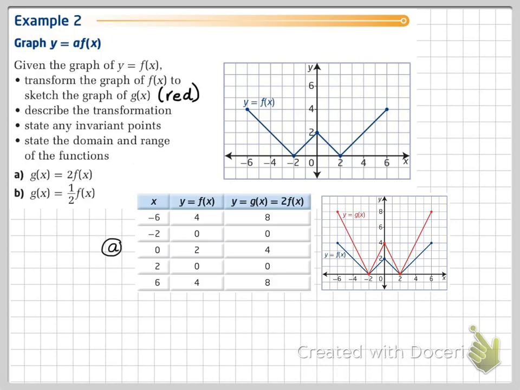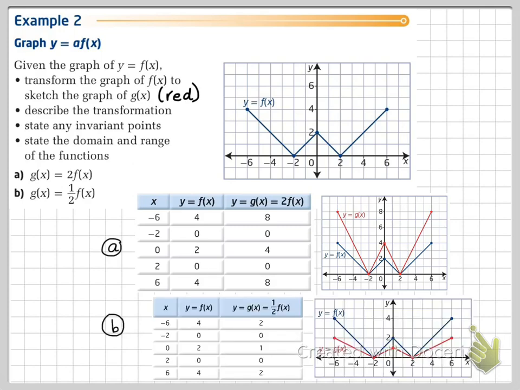Secondly, if b is 1/2, f of x, every point y is multiplied by a half, and that's why the red now is only going to go up half as far.